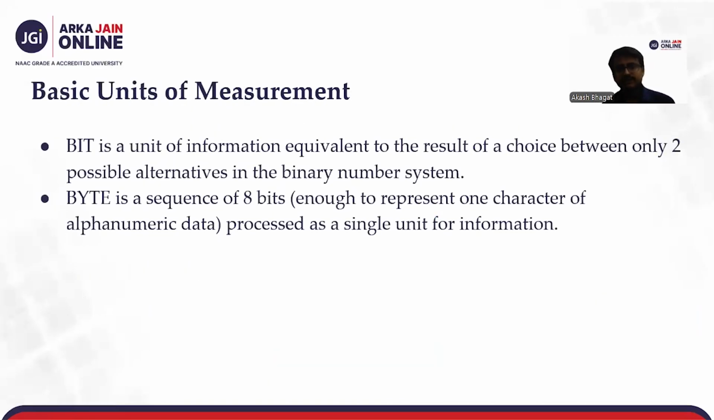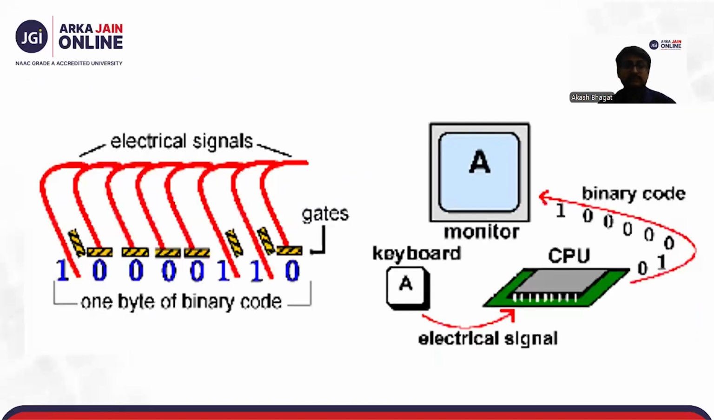Bit is the unit of information equivalent to the result of a choice between two values in a binary number system. I have already told you, either 0 or 1. Now, byte is a sequence of 8 bits. So, 1 byte equals 8 bits, enough to represent one character of alphanumeric data possessed by a single unit of information. Next.